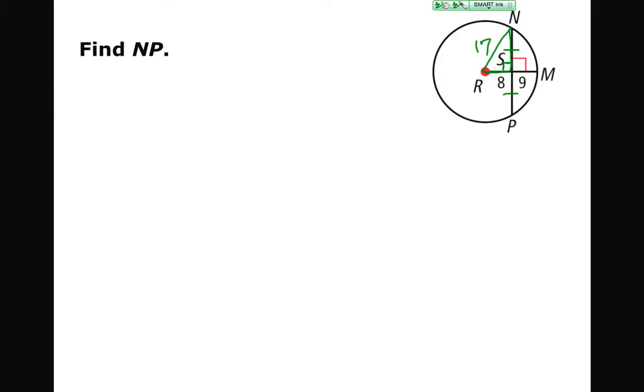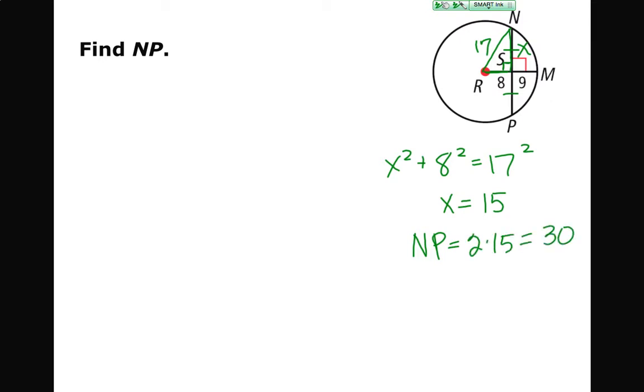Pythagorean theorem, I'll put an X here. X squared plus 8 squared equals 17 squared. Is that a triple? 8 something 17? 15? If that ends up being 15, so then what's the length of NP? Because we just found half of it, so double it. We get 30. Watch for that one as you work through some.